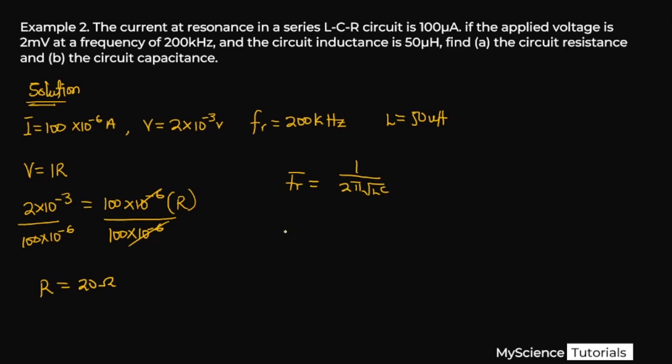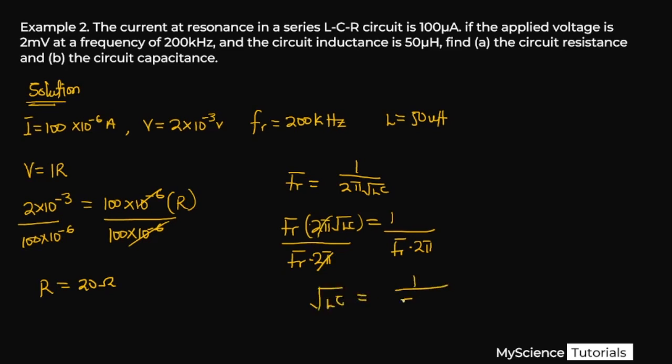If we cross multiply here, we have resonant frequency multiplied by 2 pi the root of LC gives us 1. So we divide both sides by resonant frequency multiplied by 2 pi. We will be left with the root of LC is equal to 1 over resonant frequency times 2 pi. So we square both sides to get rid of the root sign.